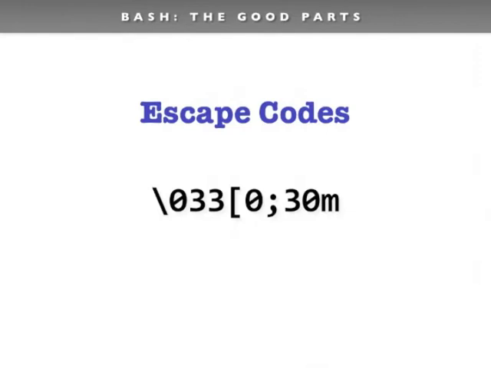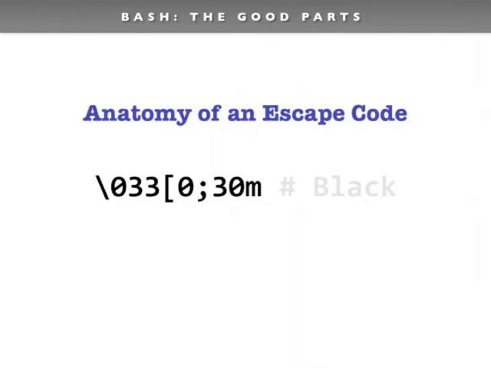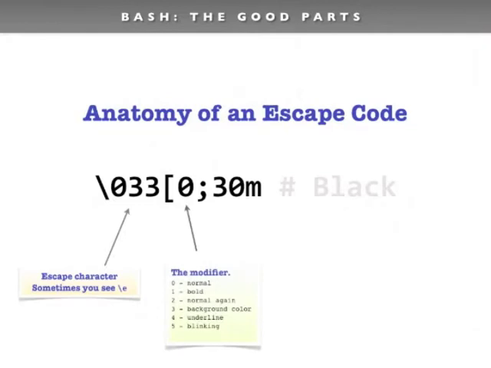The escape codes are hairy little beasts. Backslash 033, square bracket 0, semicolon 30M. That's pretty meaningless to the average man on the street, so let's break it down. The 033, that's an escape character with a backslash in front of it. We can also express that as backslash E. After the square bracket comes a 0, that's the modifier. Tells us whether to print this character as normal, bold, background color, underline, blinking, and so on.